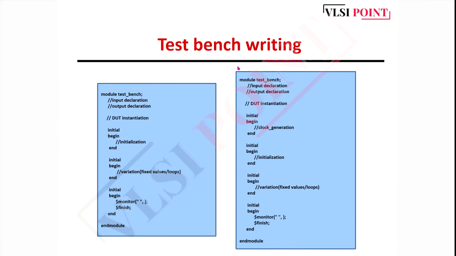This format is for a sequential circuit test bench. So module, then test name, after that input declaration, output declaration, DUT instantiation. After that, take the first initial block for clock generation, the second initial block for initialization, the third initial block for variation of the input variables, and then in the last initial block you have to give $monitor and $finish. In case of EDA Playground, you can give $dumpfile and $dumpvars, and then endmodule.